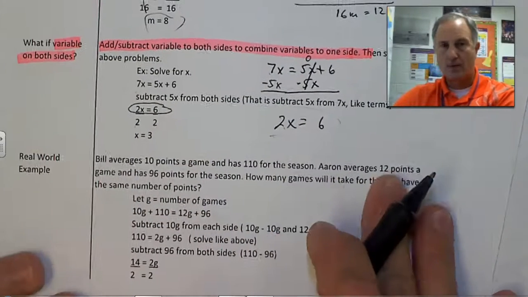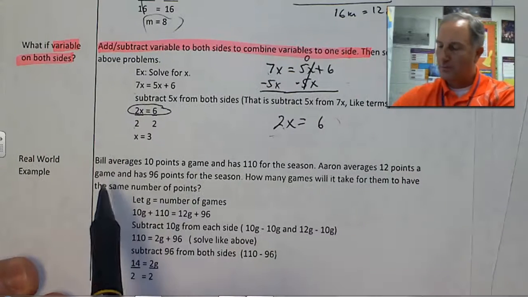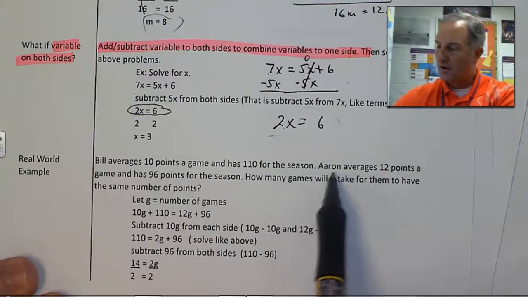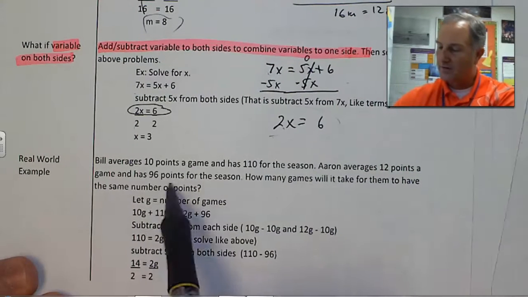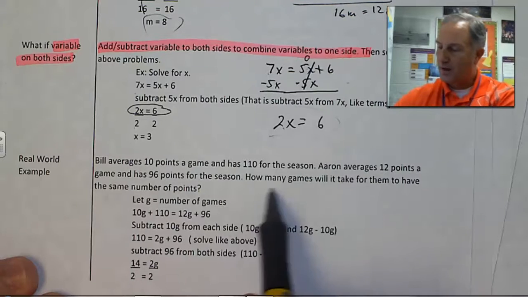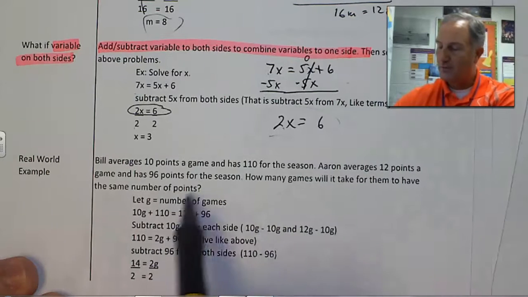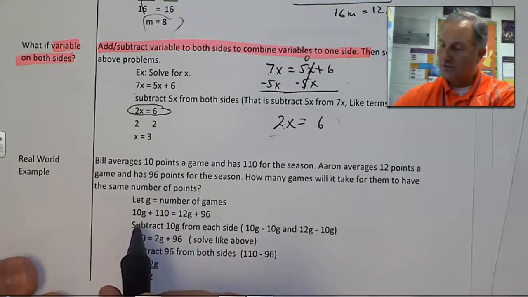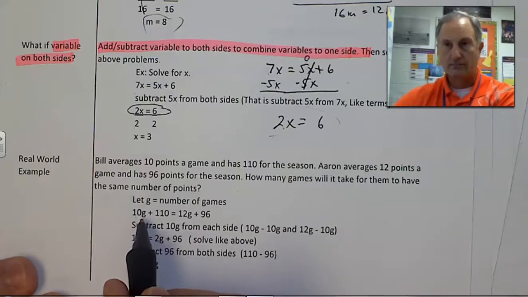Okay. Real world example. Bill averages 10 points a game and has 110 for the season. Aaron averages 12 points a game and has 96 points in the season. How many games will it take them to have the same number of points? Okay. If you're averaging 10 points a game, that's 10G, right? 10 points for every game.